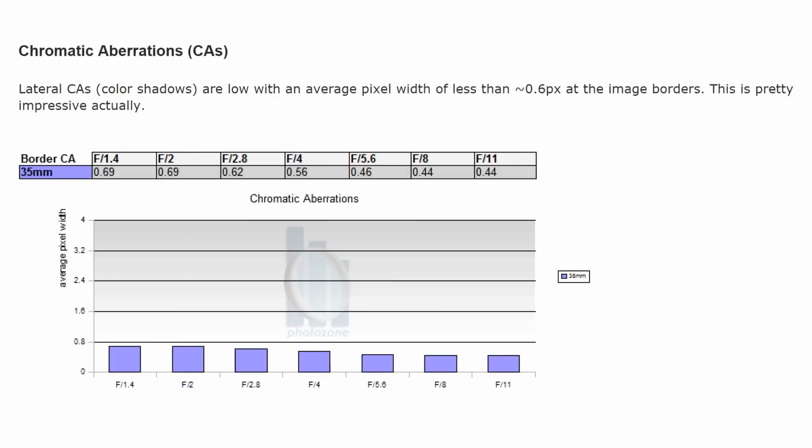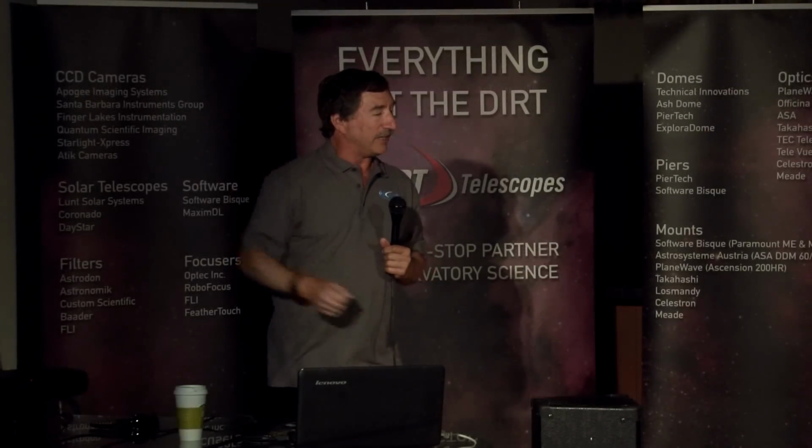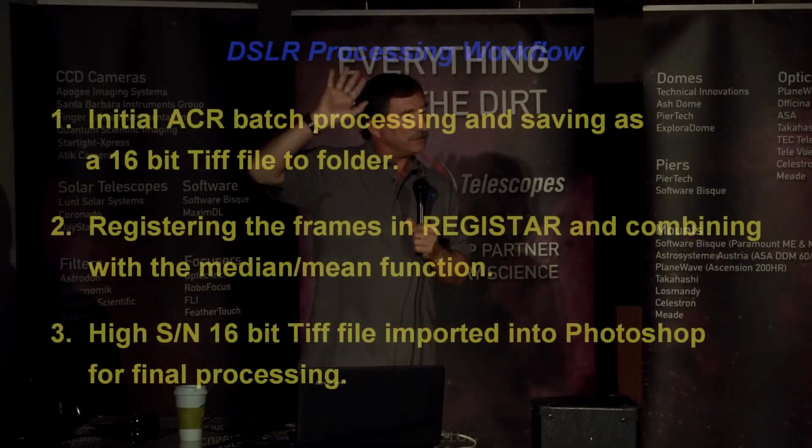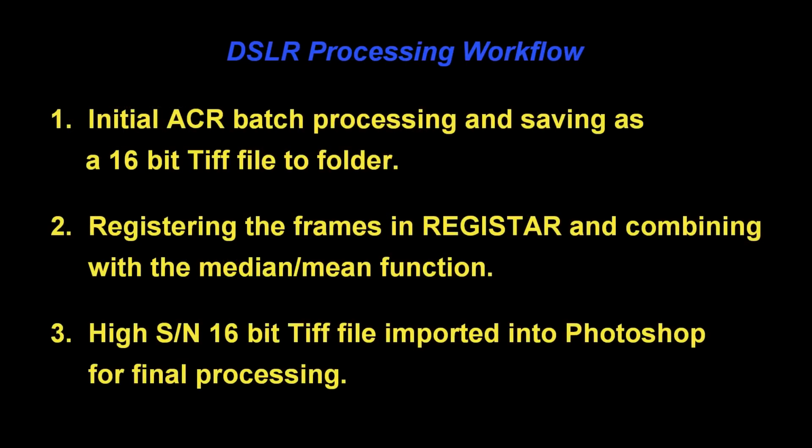Again, here the chromatic aberration at f4, extremely low. And look how consistent they are all the way across. Hell of a lens. That's it for equipment. That's it for color model. And now we're going to see how Tony actually does the processing, all right?